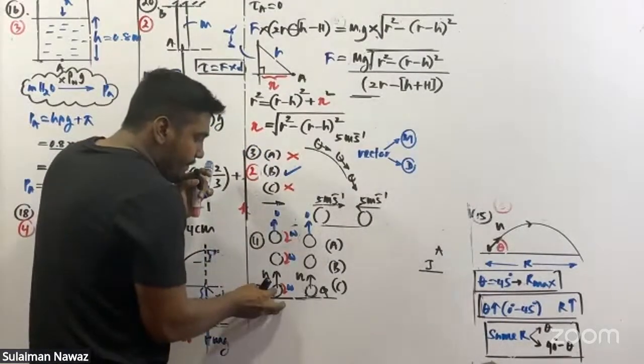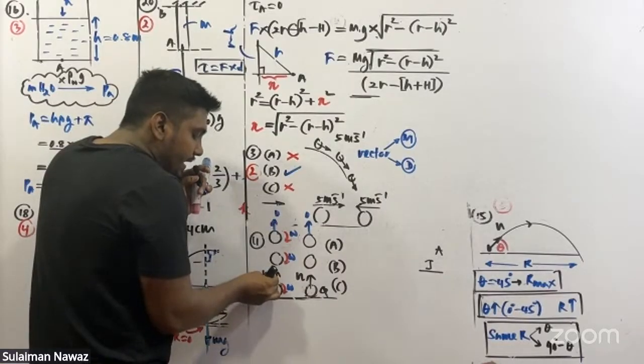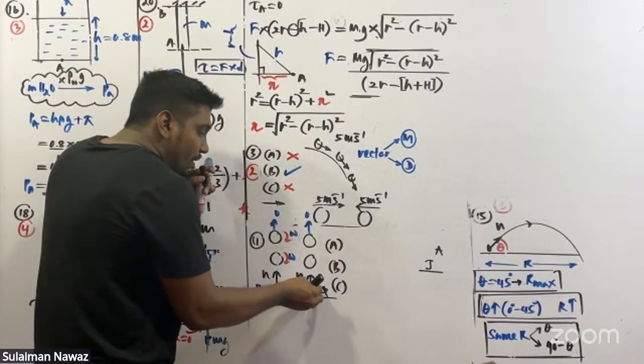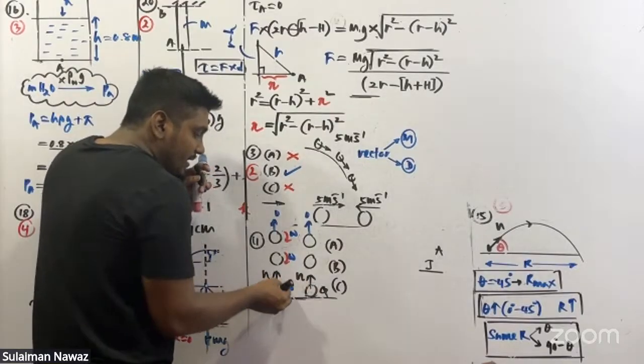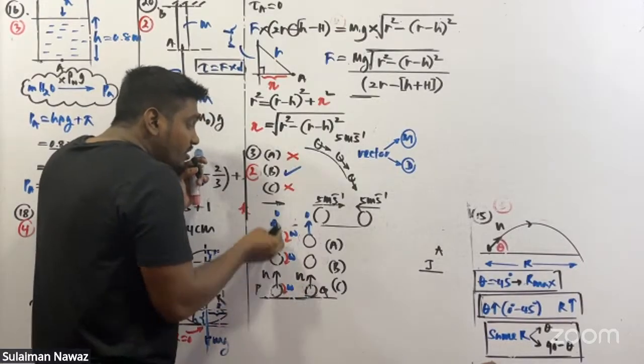In the beginning P is rotating. So in the beginning P has linear kinetic energy as well as rotational kinetic energy. Q has only linear kinetic energy. Therefore, since P has a larger energy than Q, P can go to a larger height.